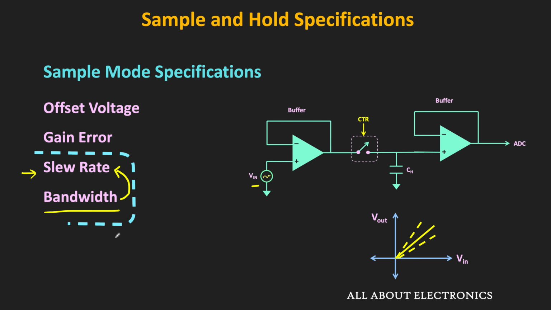But these two specifications tell us the maximum frequency which can be tracked by this sample and hold circuit. And accordingly, we can choose the right sample and hold for the specific application. So these are the sample mode specifications.